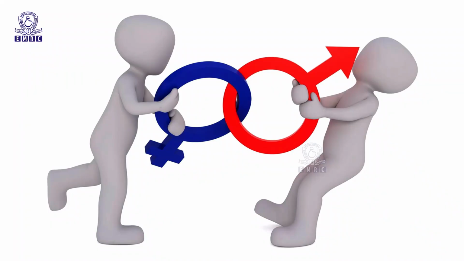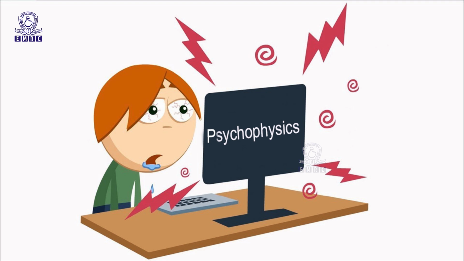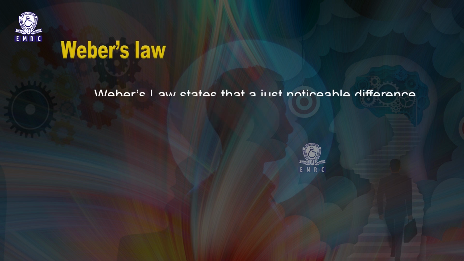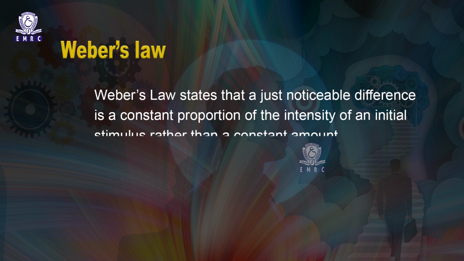The size of a stimulus that constitutes a just noticeable difference depends on the initial intensity of the stimulus. The relationship between changes in the original size of a stimulus and the degree to which a change will be noticed forms one of the basic laws of psychophysics. Weber's law. Weber's law states that a just noticeable difference is a constant proportion of the intensity of an initial stimulus rather than a constant amount.